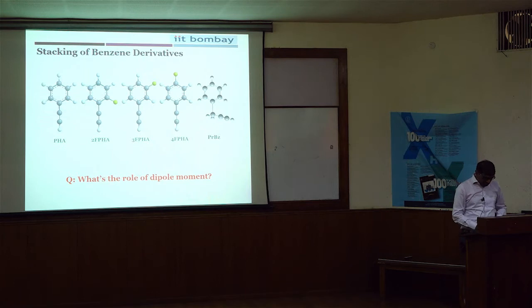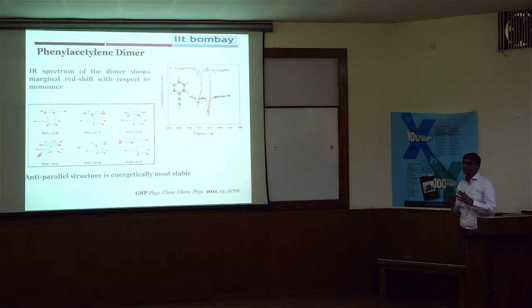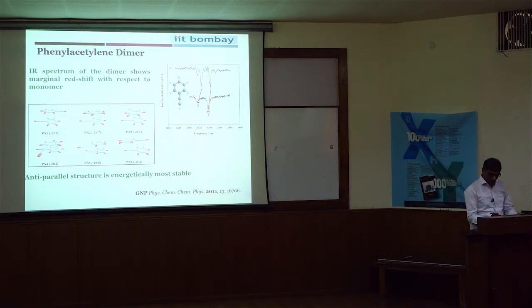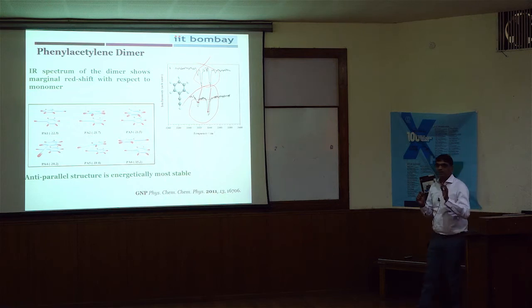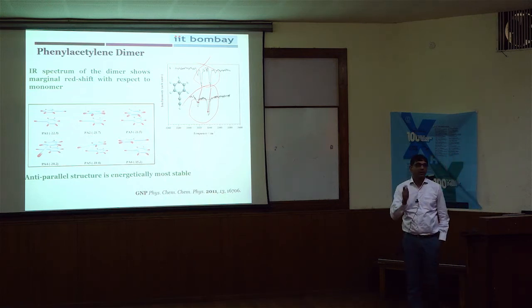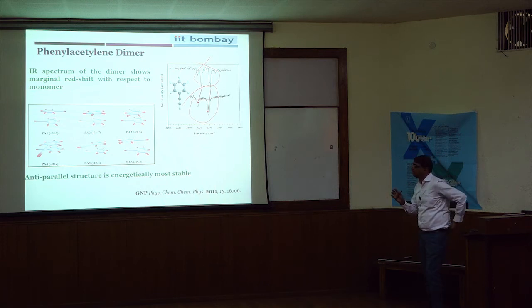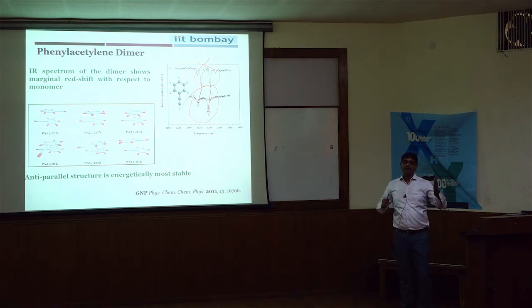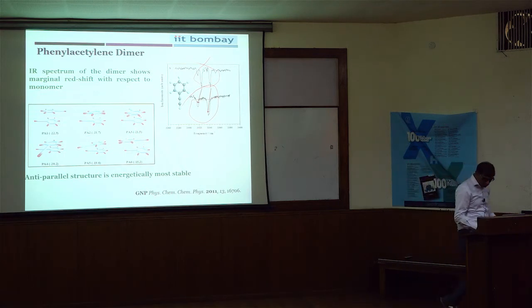And then we asked what is the role of the dipole moment in aggregation of these. In all the cases, for example, when you look at phenylacetylene and look at the IR stretch, the acetylenic stretch, the monomer has this spectrum and the dimer has this spectrum. All you see is a very small red shift, by a few wave numbers, about 3 or 4 wave numbers. And when you do computations, it turns out that the anti-parallel pi stack dimer is energetically more stable. At that point, based on the energy and the appearance of the spectrum, we connected these two, and we did a lot more of this.